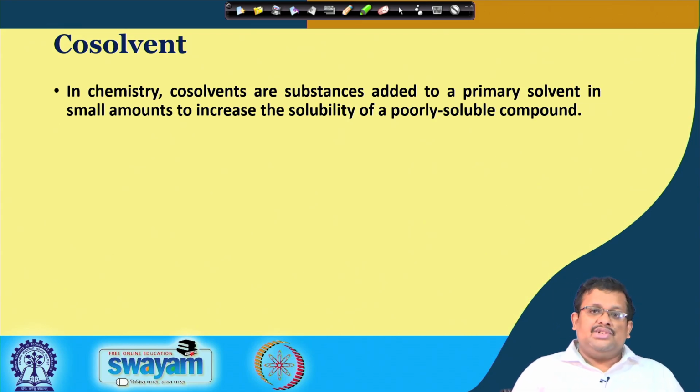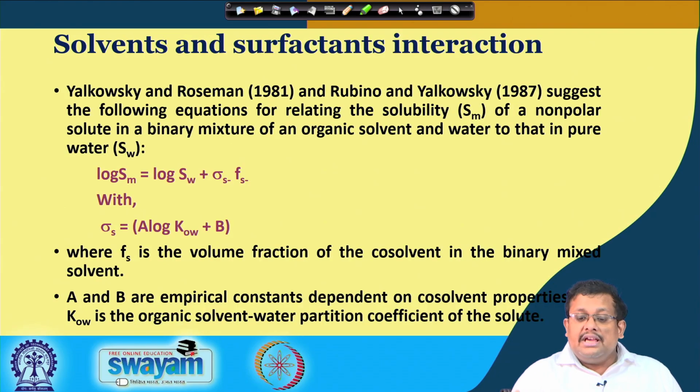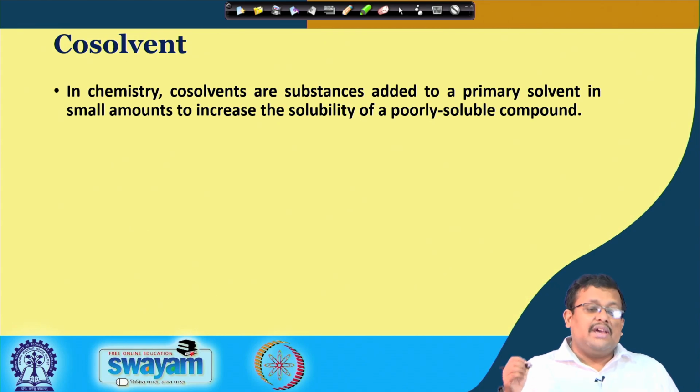So, in a binary mixture, let us consider that here we are talking about a non-polar solute. A non-polar solute will be less soluble in water. So, to increase its solubility, if we add some organic solvent to the water, creating a binary mixture, then this organic solvent will be called a co-solvent. Okay. So, I think the concept of co-solvent is now clear.